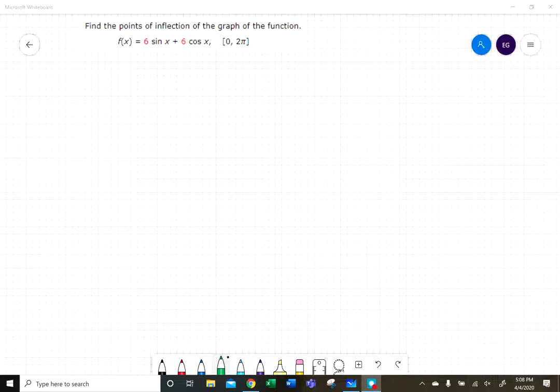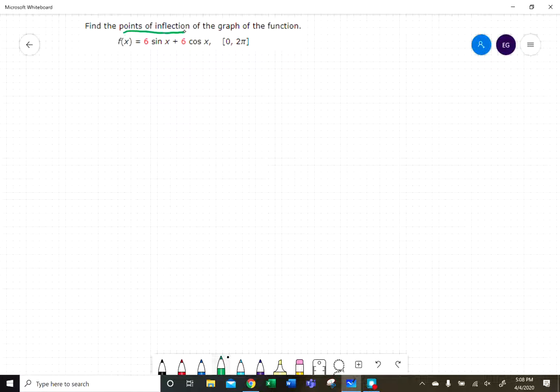Okay, here we want to find the inflection points of the graph of the function f of x equals 6 sine x plus 6 cosine x, only on the interval 0 to 2 pi. Now, recall points of inflection.